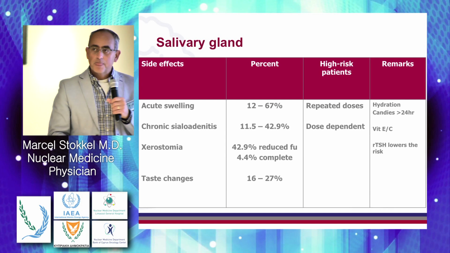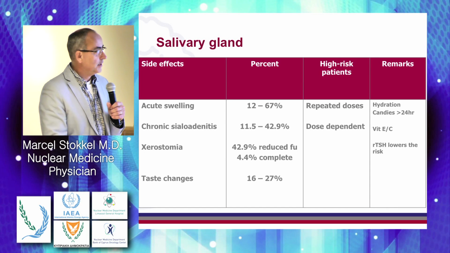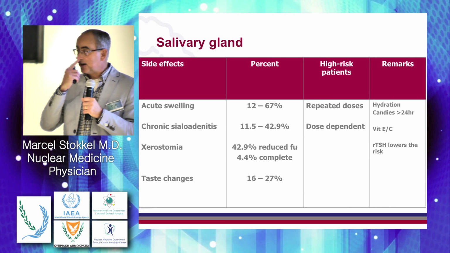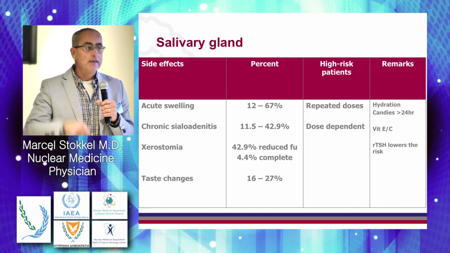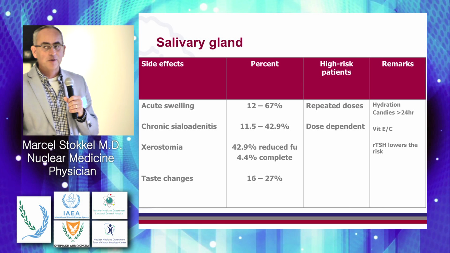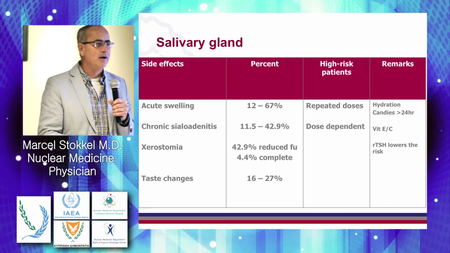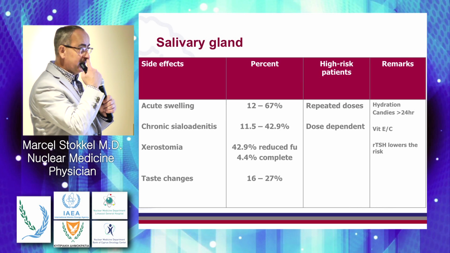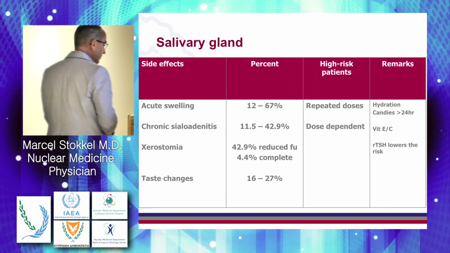It is dose dependent, so it means that it is a deterministic effect. The higher the dose, the higher its effect. Of course, it can be prevented by good hydration. You can start candies not before 24 hours after the application of radioiodine. If you give candies directly after radioiodine, it induces more problems instead of preventing problems. So you have to wait a day and then start giving the candies and sweets, etc. Vitamin E and C, and of course, as shown in the previous presentations, recombinant TSH may lower the risk of side effects related to the salivary gland.